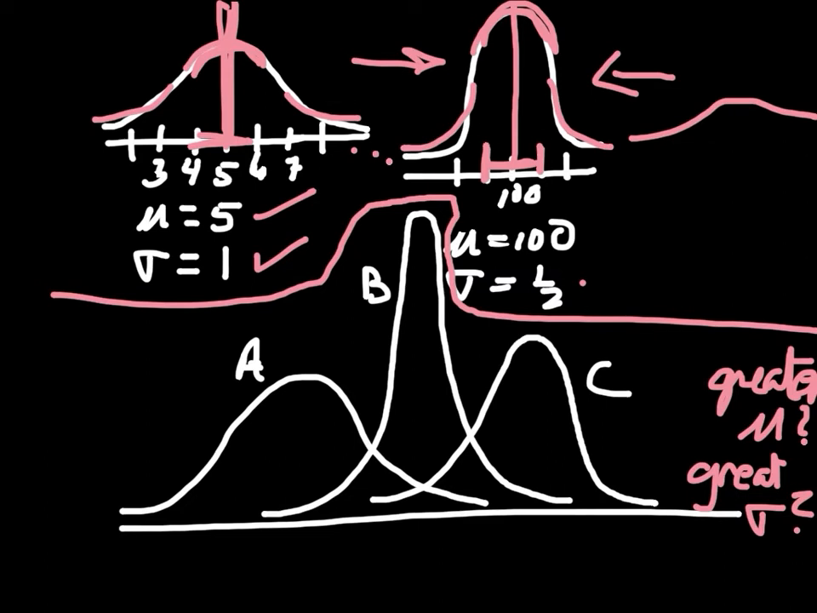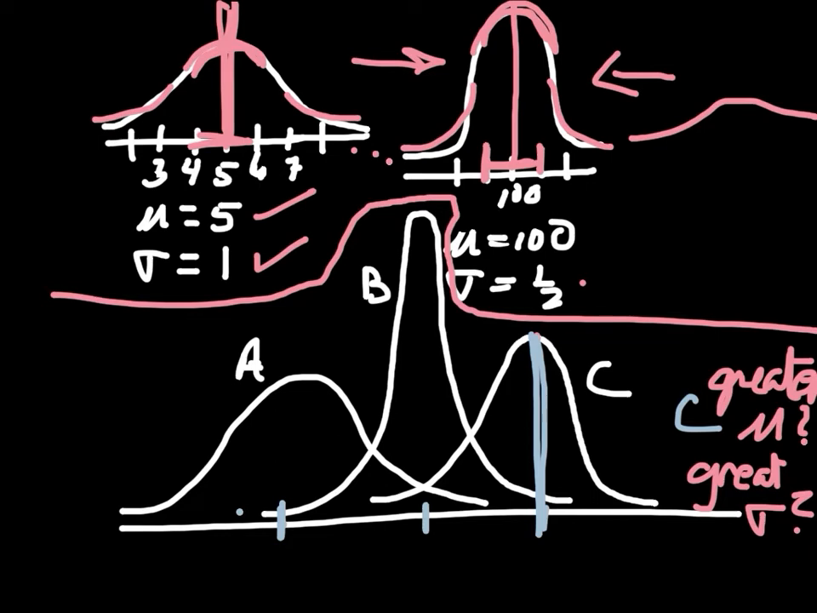Okay, so that's right. The one with the greater mean is going to be this one, C, because it is way over here to the right. So its mean is bigger than the means of the other two. So the answer here was C.